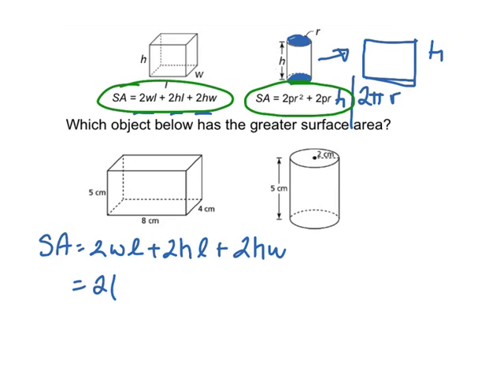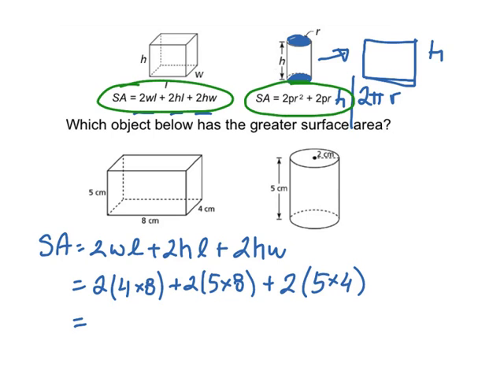So width is 4, length is 8, plus 2 times height, which is 5, times length, which is 8. So all 3 different pairs, and height is 5 times 4, which is the width. So in the calculator, we will get 184. Take a look at the units, it's centimeters, so surface area is centimeters squared.